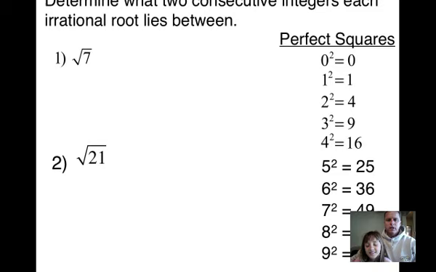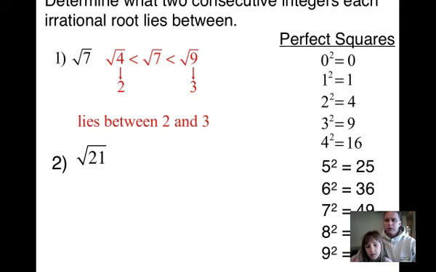So, we're going to determine what two consecutive integers each irrational root lies between. We want to find perfect squares that are around the number inside the square root. In this case, the perfect squares would be 4 and 9. The square root of 4 is 2. And the square root of 9 is, what number times itself equals 9? 3. Yep. So our answer would be between 2 and 3.